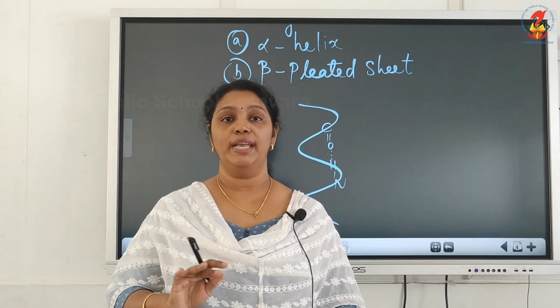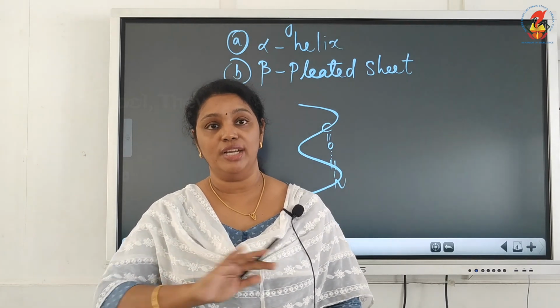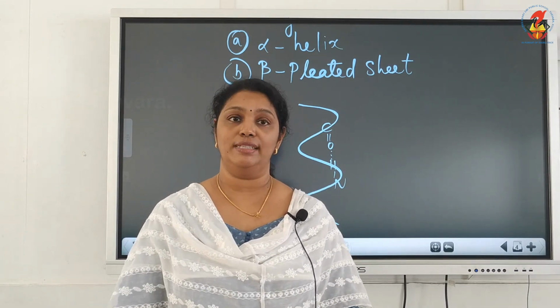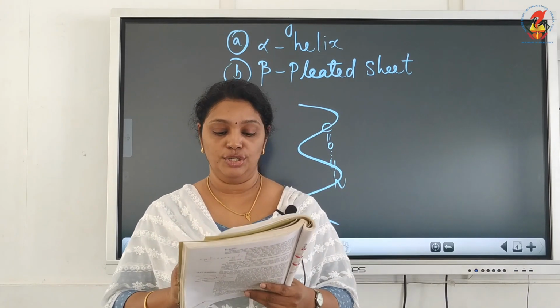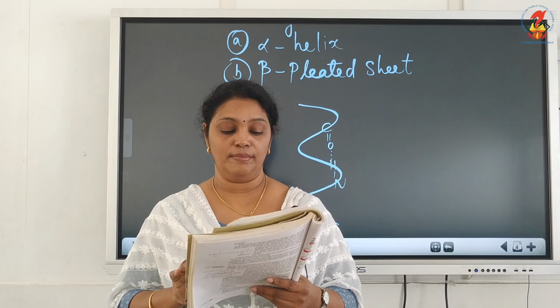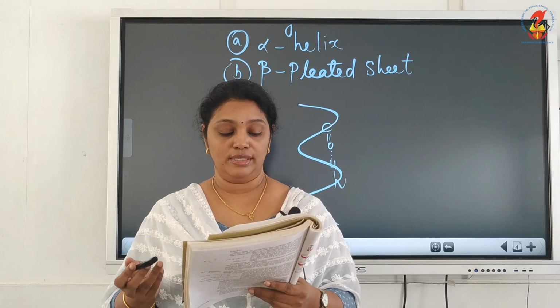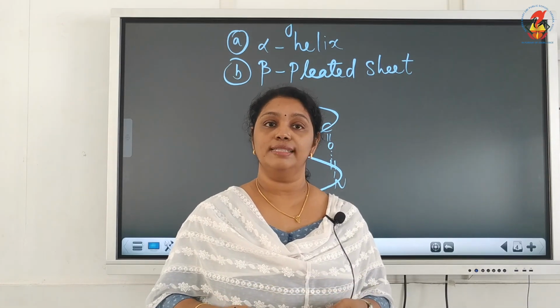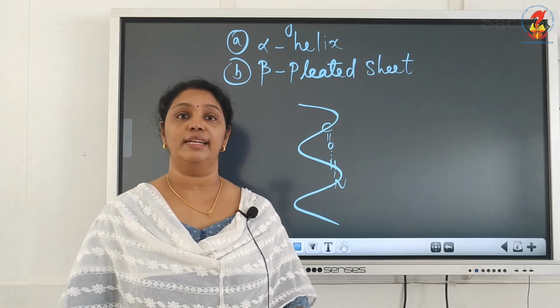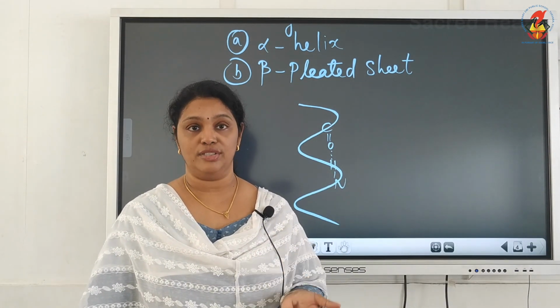So in beta plated structure, the polypeptide chains are stretched out to a maximum extent, so that a hydrogen bond exists between the CO group and the NH group. Now these structures resemble the plated folds of drapery, and so it is known as beta plated structure. So this is the secondary structure of protein, that is alpha helix and beta plated structure.